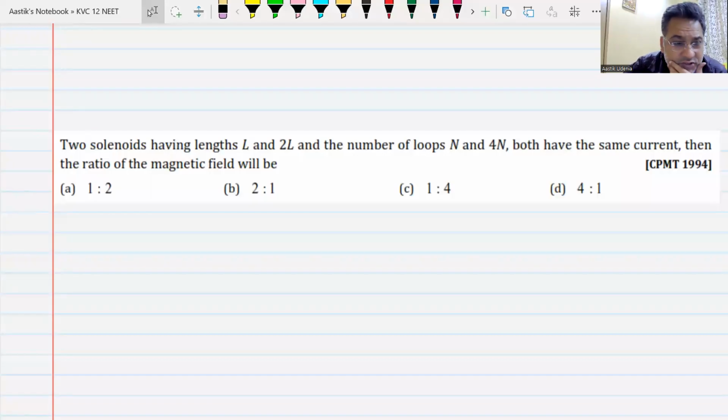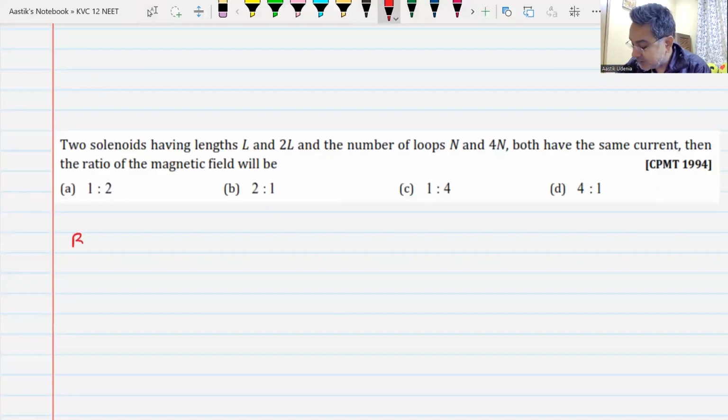Then comes a very small question, sir. Two solenoids having lengths L and 2L, and the number of loops N and 4N, have the same current. What is the ratio of magnetic field? You have 2 minutes to show your talents. Option A is the correct option, my dear friends.